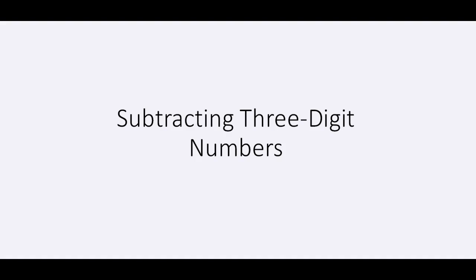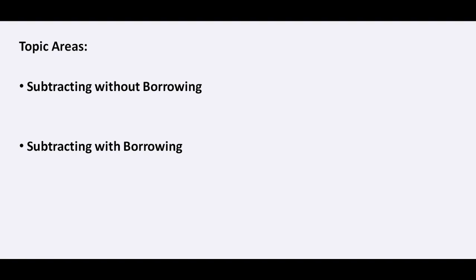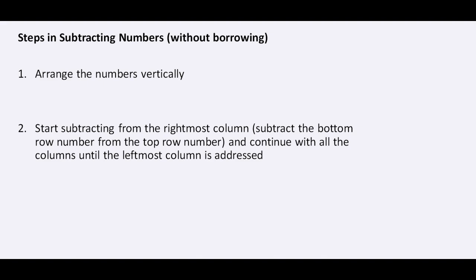We will be learning how to subtract 3-digit numbers. We're going to learn to subtract without borrowing and also subtract with borrowing. For us to subtract any set of numbers, we want to arrange the numbers vertically first, and our subtraction will happen from the rightmost column, and we're going to subtract the number at the bottom from the number on the top, and we keep going until all the columns are taken care of.